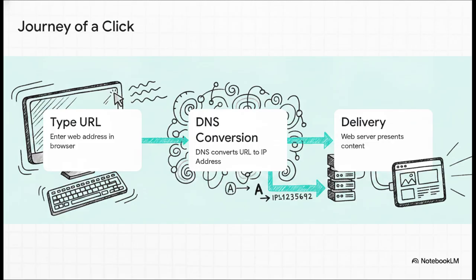So, what is the exact journey of a single click? When you type a web address into your browser, the browser is essentially asking the internet to find that page. A domain name system, or DNS, steps in and converts that human-readable URL into a unique identifier, an IP address. That specific IP address points directly to the exact web server holding the content. And finally, that web server processes your request and presents the website content right back onto your screen.